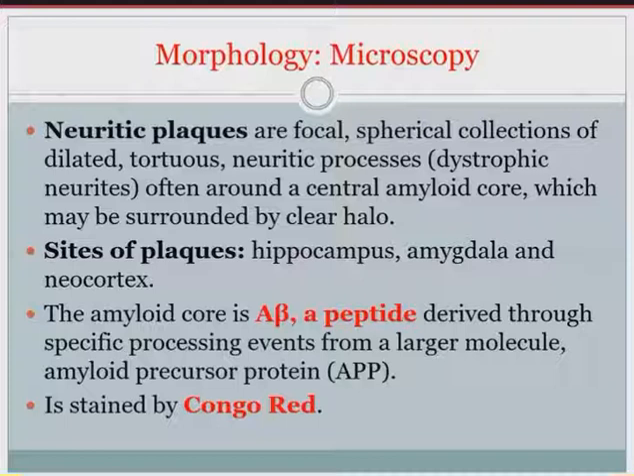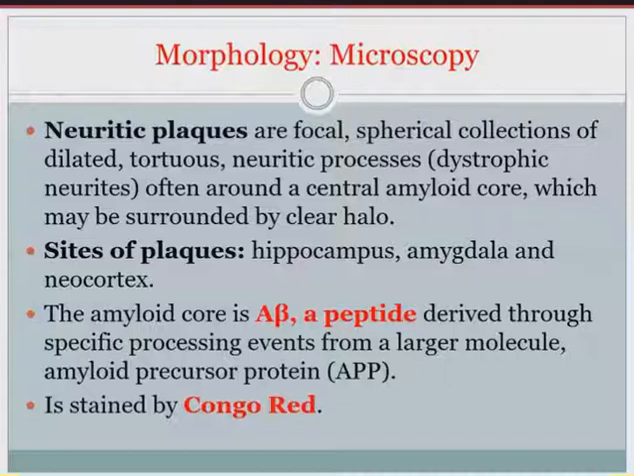The amyloid core is A beta, a peptide that is derived through processing events from a larger molecule, amyloid precursor protein. This amyloid core can be stained by Congo red. So remember that neuritic plaques are the focal spherical collections of dystrophic neurites. In the image, you can see the neuritic plaques, and in the second image, you can see they are stained with special stains.